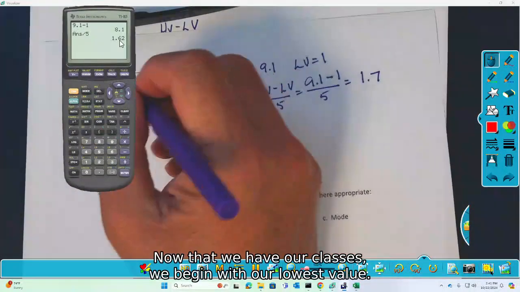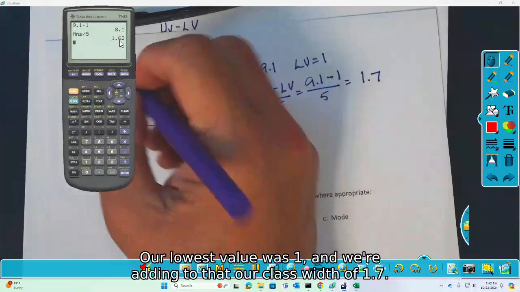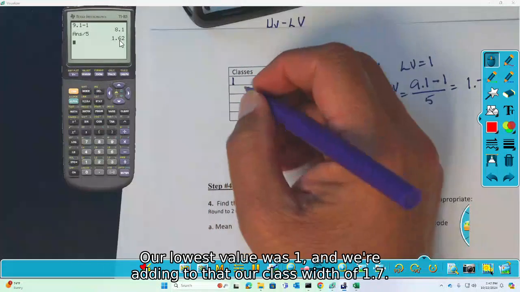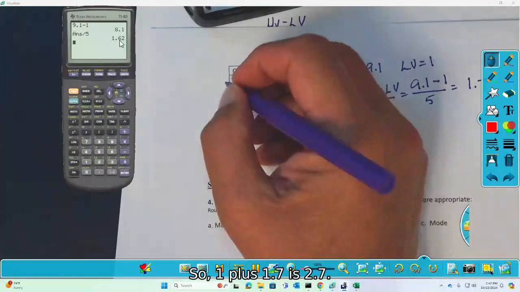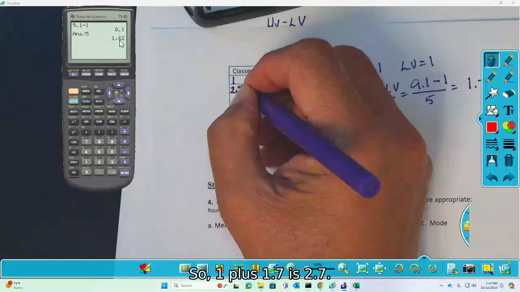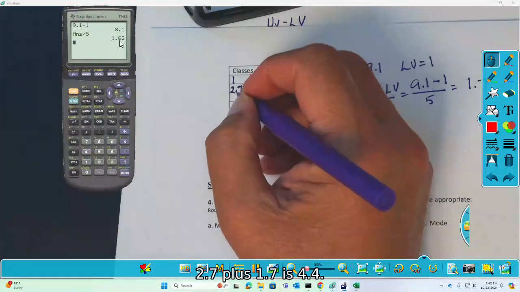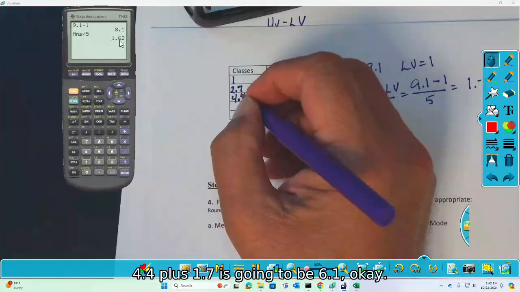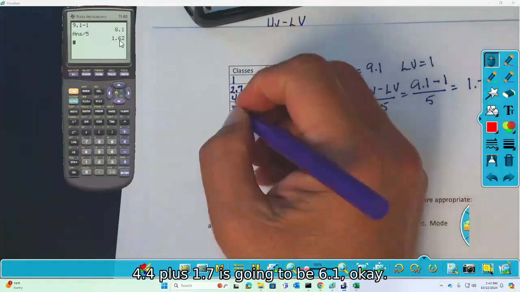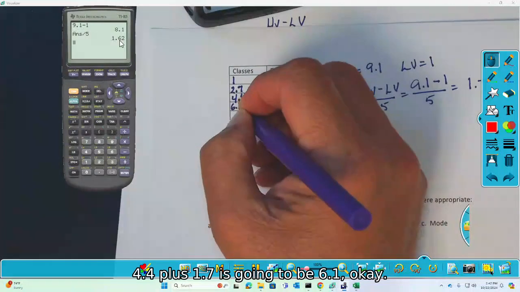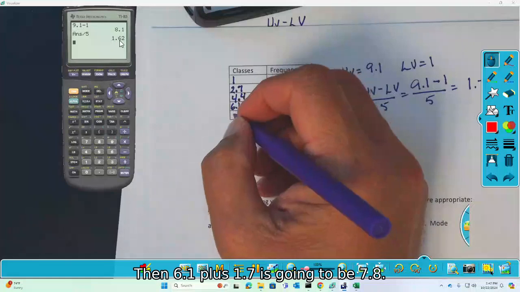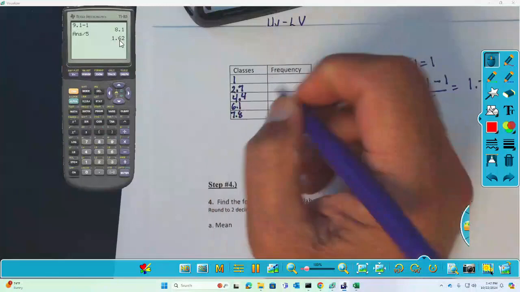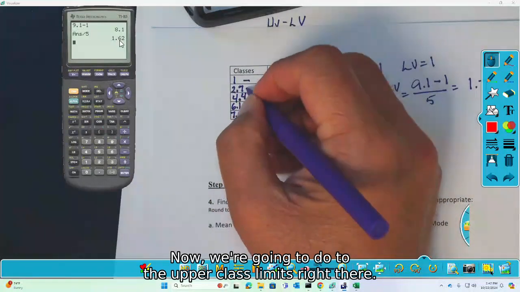Now that we have our classes, we begin with our lowest value. Our lowest value was 1, and we're adding to that our class width of 1.7. So 1 plus 1.7 is 2.7. 2.7 plus 1.7 is 4.4. 4.4 plus 1.7 is going to be 6.1. Okay, then 6.1 plus 1.7 is going to be 7.8. Now we're going to do the upper class limits right there.